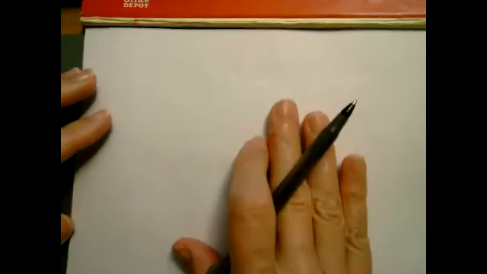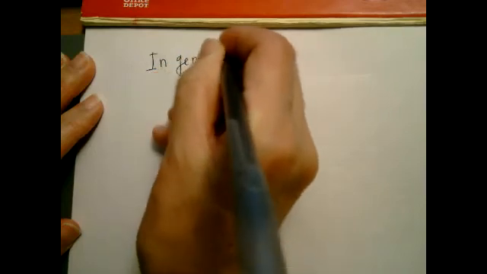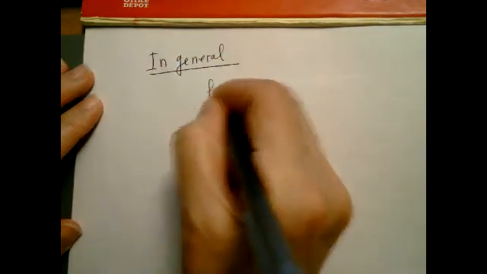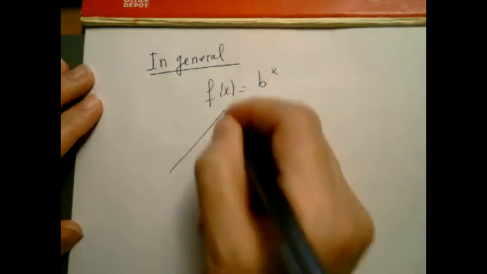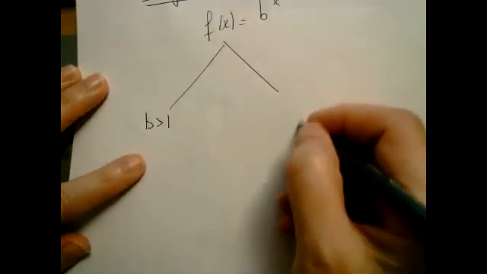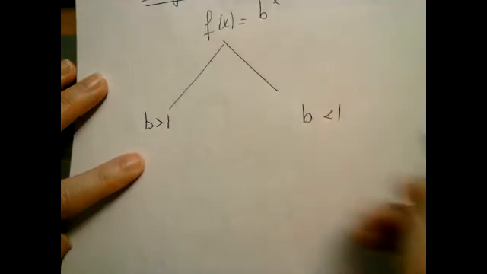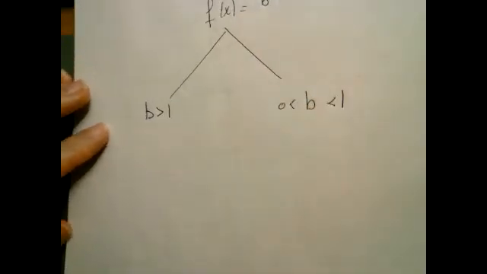So let us make this very clear. So in general, how is the graph? All right, so in general, and that's the rule: f of x equal b to the x. Okay, it really depends on the base. b strictly bigger than 1, b less than 1. And always positive. Remember, it's always positive. The base cannot be negative.